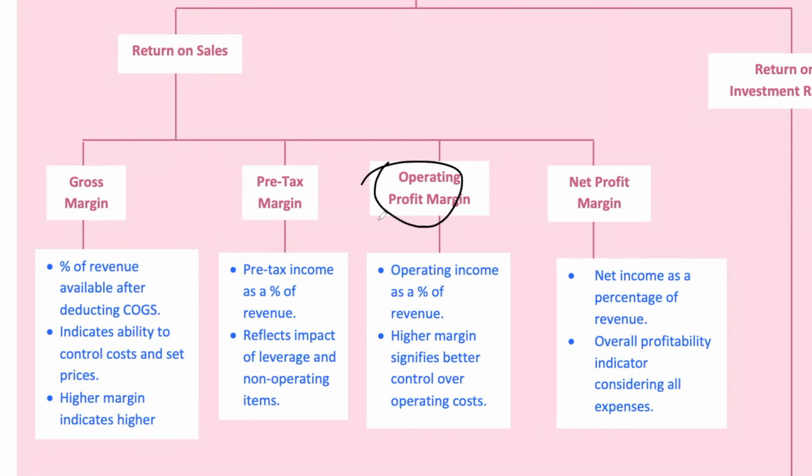Next, we have the operating profit margin. When the operating profit margin is greater than the gross profit margin, it suggests improvements in controlling operating costs, like administrative overheads. Then there's the pre-tax margin. This ratio reflects the impact of leverage and other non-operating income and expenses on a company's profitability. It gives us a snapshot of profitability before taxes kick in.